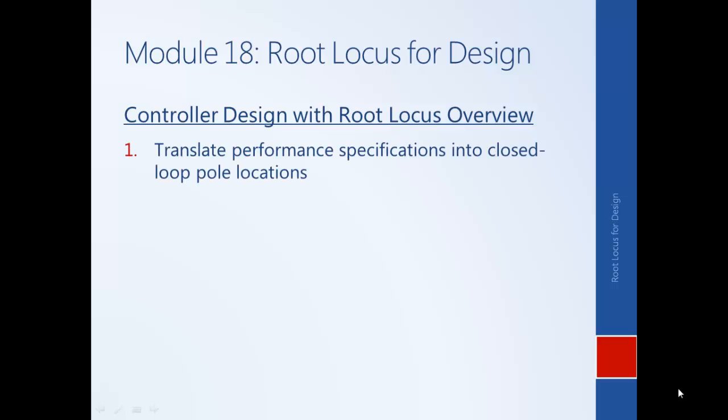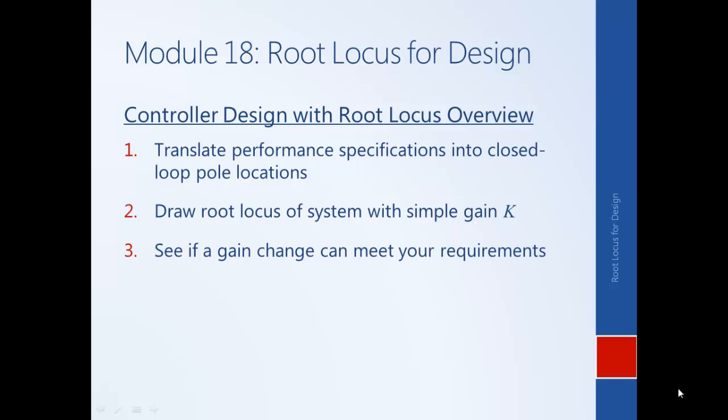With our procedure, the first thing that we want to do is translate our performance specifications into closed-loop pole locations. Things like settling time requirement, overshoot requirement, etc. Requirements on the transient performance of the system. We then will draw the root locus of the system with a simple proportional controller. Then we will use the root locus to try and identify whether or not there is a design of a proportional controller. Is there a value of the gain k that will meet our given requirements? If yes, then we're done.